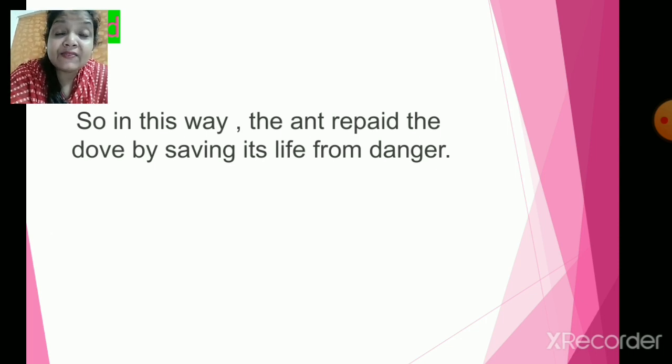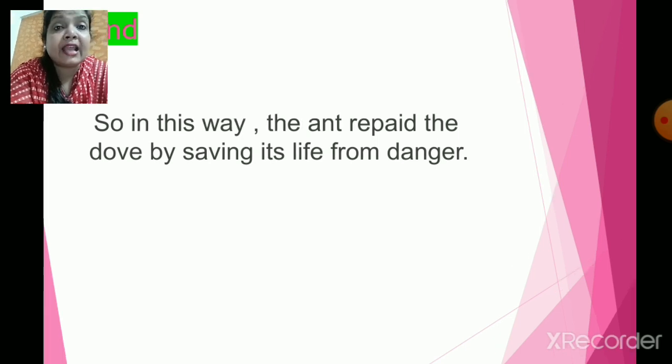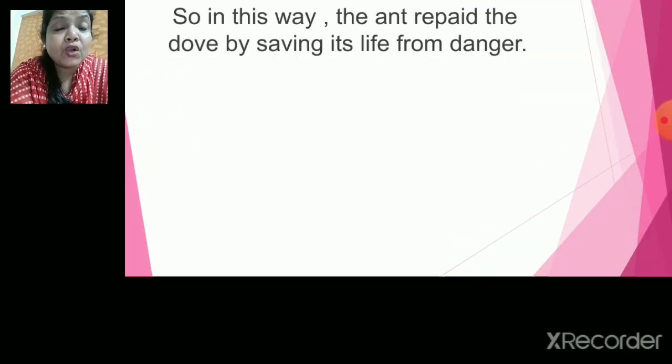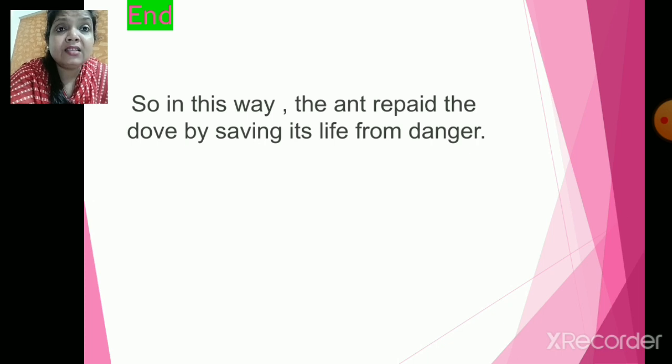So now you must have seen, children, how the friendship between the ant and the dove was explained in a very nice way in this particular story. And yes, we have added conversation and dialogue as well. And what was the end? The ant repaid the dove by saving its life from danger.